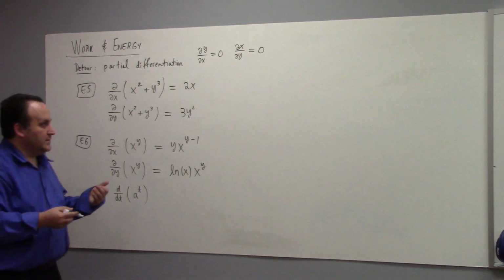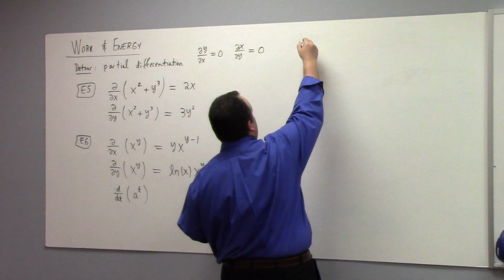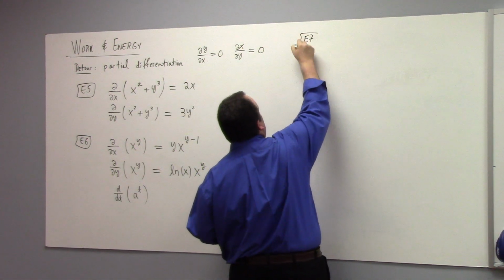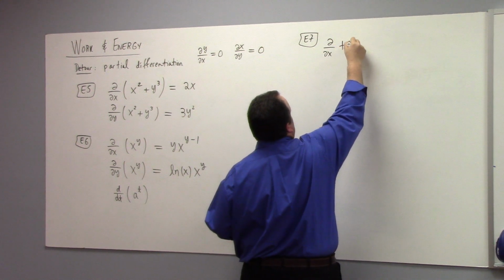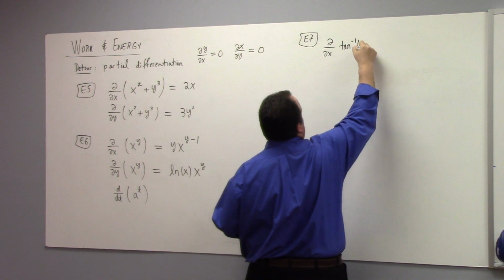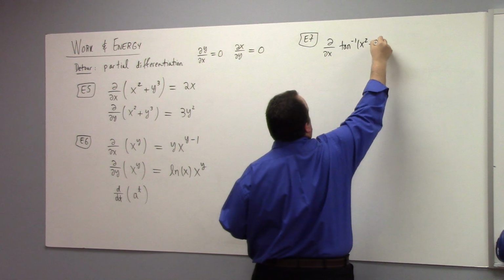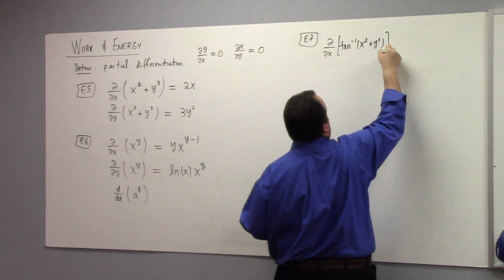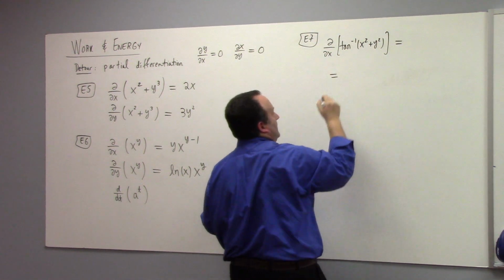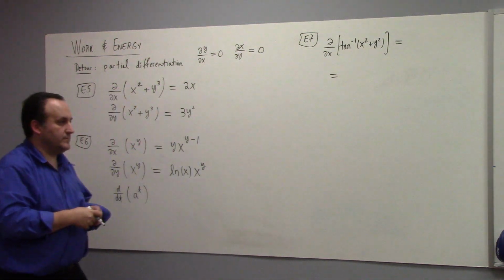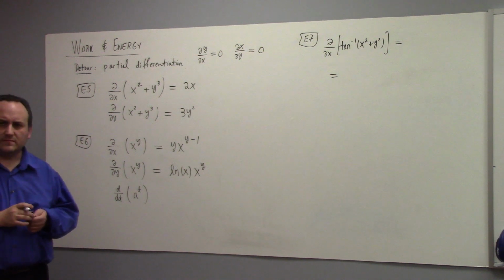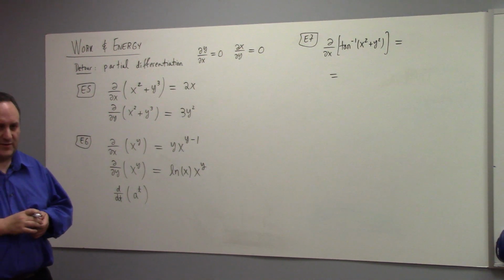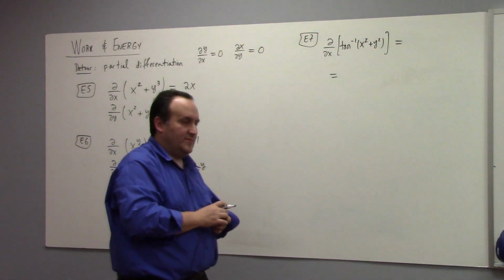Let's do another. How about partial x of, I don't know, inverse tangent of x squared plus y squared? What's the derivative of inverse tangent? You guys have had calculus 1, you know this. 1 over 1 plus x squared.